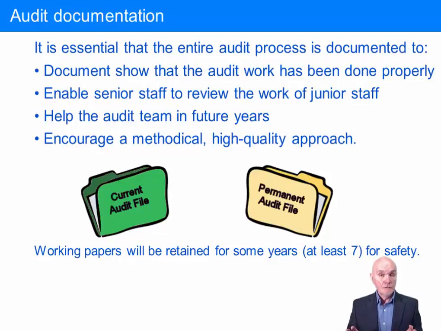There are two types of audit file. First one here we'll talk about is the permanent audit file, and the permanent audit file holds information which isn't going to change very rapidly. So within the permanent audit file, this is where you tend to keep the documentation of the accounting system. Of course, the accounting system might evolve, but it's not normally going to radically change.